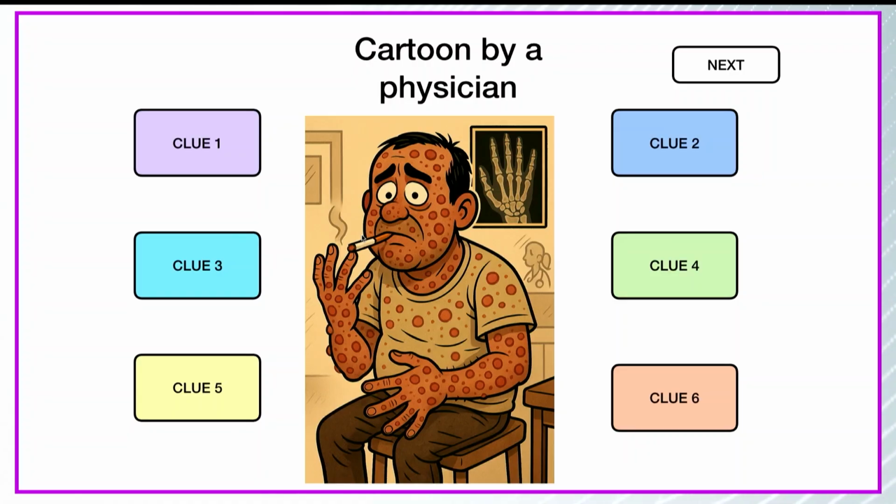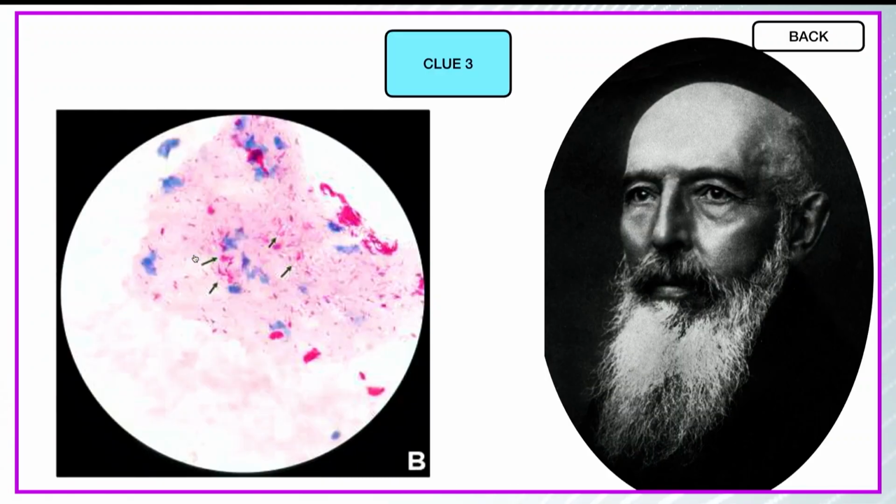Cash was the first clue you opened, and that showed only two differentials there. This you could have guessed, we had two differentials for this: TB or leprosy, and this is Hansen. Okay.